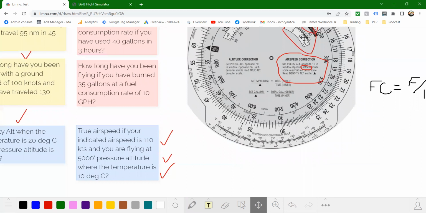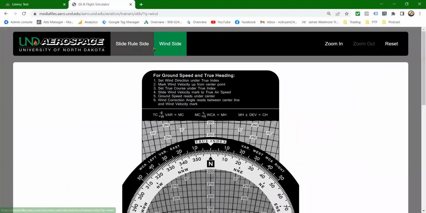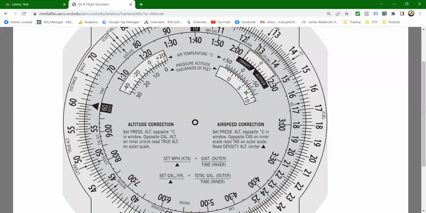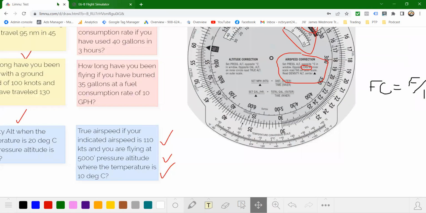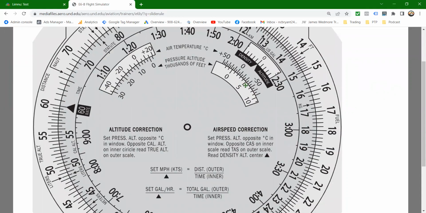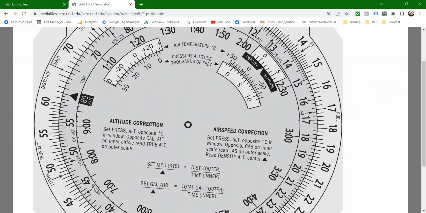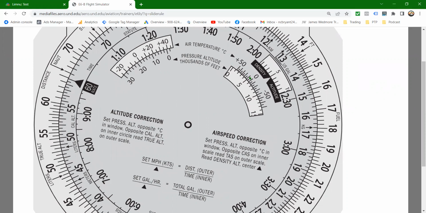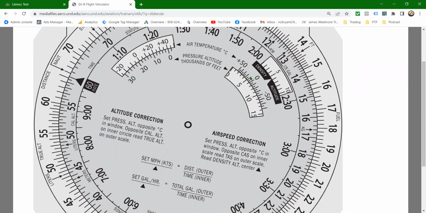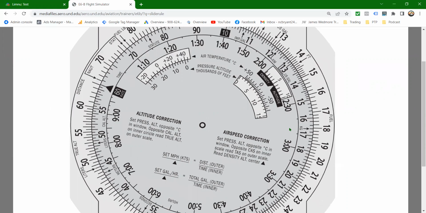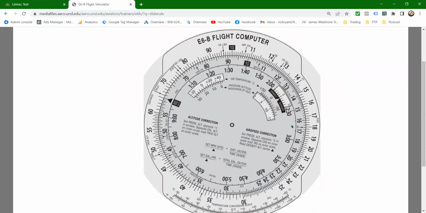So let's put, just like we did before, let's match our 5,000 pressure altitude with 10 degrees Celsius. So we're going to come back here. All right, we have 5,000 feet, so we're looking at the 5. And we want to match that with 10 degrees Celsius. So that's the first notch right here. Match that up with our 5. Do the best we can to line it up, right? That's lined up.